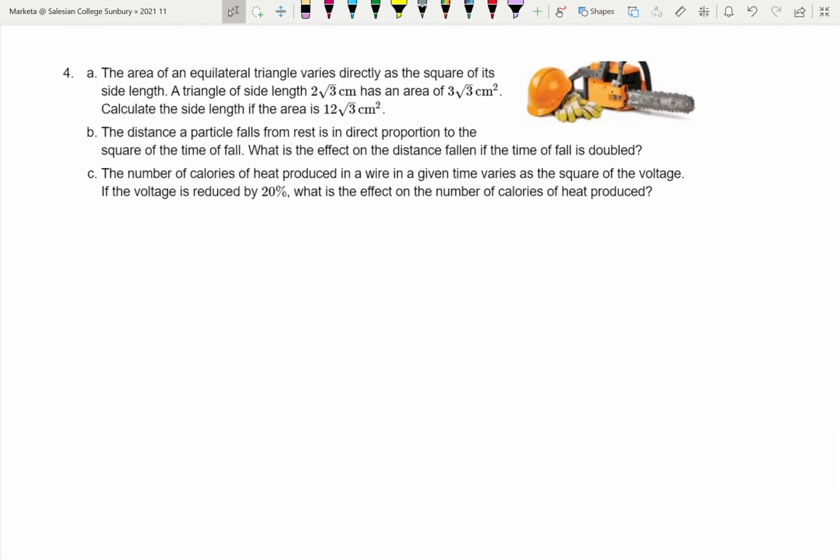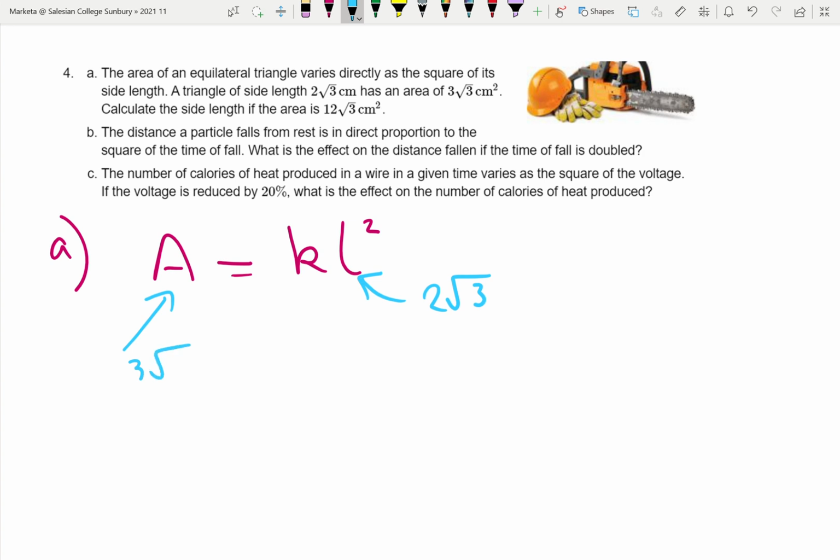So these look like they are all proportion ones. So let's go for 4A. The area of an equilateral triangle varies directly as the square of its side length. Okay, so let's see. The area of an equilateral triangle varies directly as the square of its side length. Okay, so A equals k L squared. So this is pretty much the same as what we've done previously, not too hard. A triangle of side length 2√3, so that means L is 2√3, has an area of 3√3. Okay, so let's sub that in first because we're going to find k.